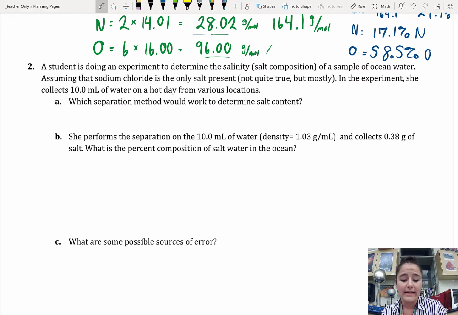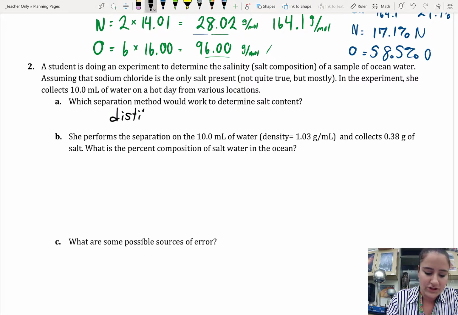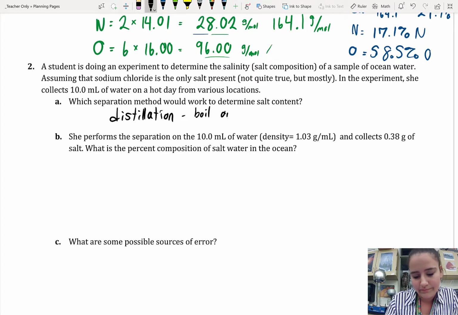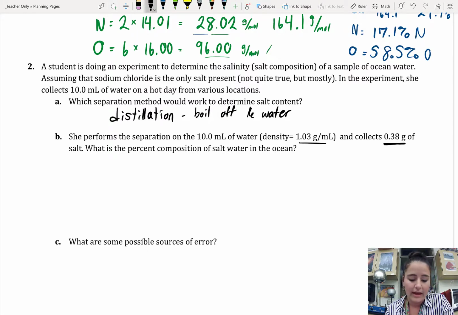In the experiment, she collects 10 milliliters of water on a hot day from various locations. So which separation would work? Well, the easiest separation would be to do a distillation. Okay, boil off the water. Okay, so she performs that separation on the 10 milliliters of water, and we have the density of water, and collects 0.38 grams of salt. What is the percent composition of salt in the ocean water?